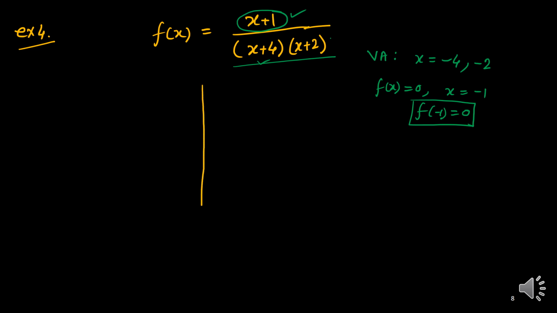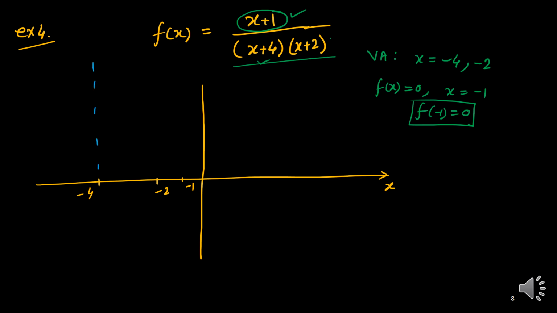So first, this is the y-axis, this is your x-axis. Okay, we need to put those values. So this is your -2, this is your -4, and -1 also I need, okay, it's -1. Now what do we understand? We understand that at -2 and -4 we are having vertical asymptotes, so we'll draw the asymptotes. At -4 I have one vertical asymptote, another vertical asymptote is -2, so I'll draw this thing here.